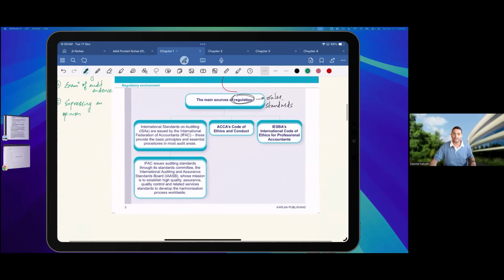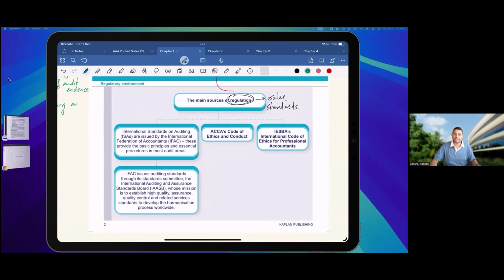Right. So next up, what you have over here is the International Standards on Auditing. So which regulation matters the most here? Because you have International Standards on Auditing, that's exactly what we saw at the beginning, didn't we?